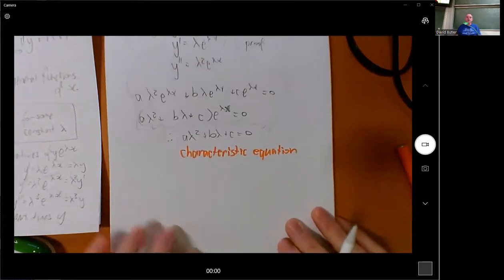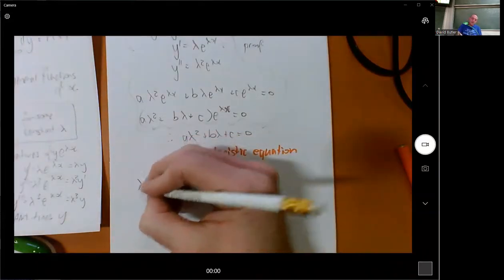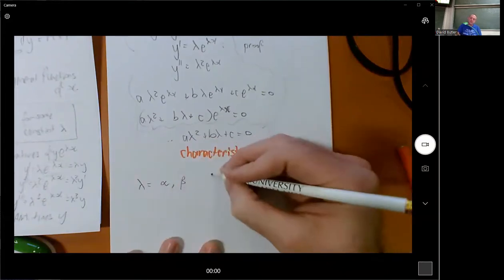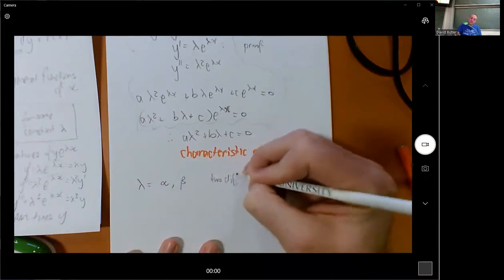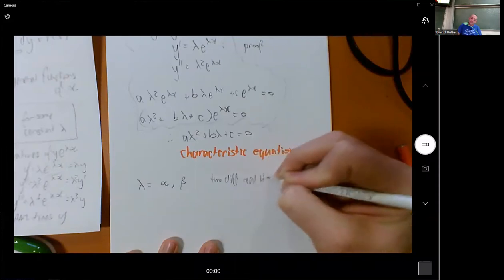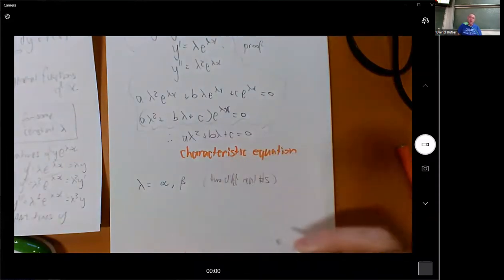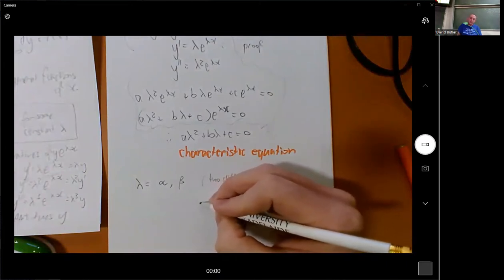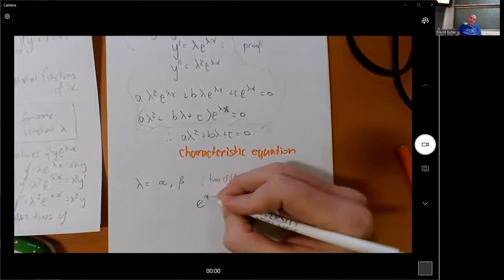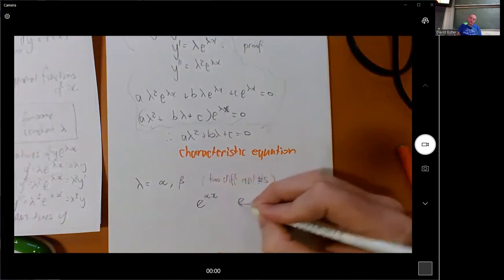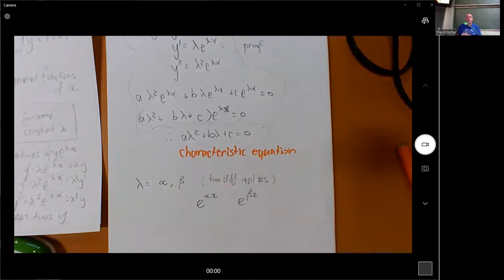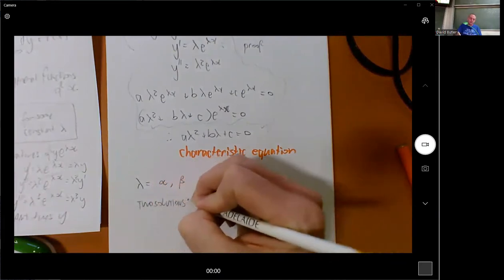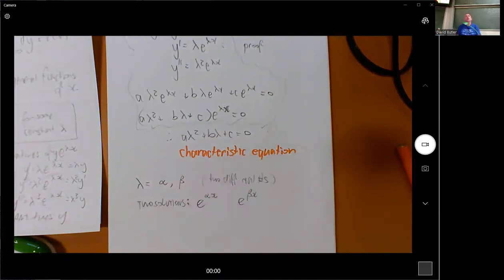So 3 things happen. Either you get lambda is 2 different real numbers, and then what you'll have is e to the alpha x and e to the beta x as 2 solutions.